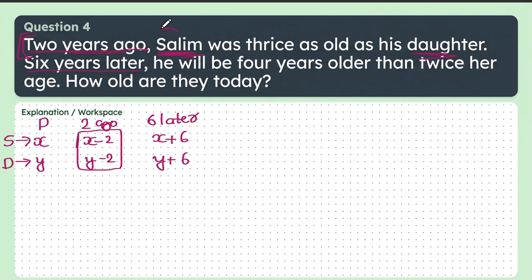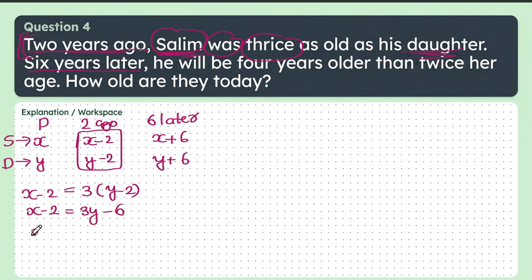So first is Salim. So what is the age of Salim? X minus 2. After that, what is the word? Was. Was means is equal to. Then what is the word? Thrice. So thrice means 3 multiplied by. As old as his daughter. So daughter's age is Y minus 2. Again the same thing, multiply 3 inside. So X minus 2 is equal to 3 into Y, 3Y minus 3 into 2, 6.